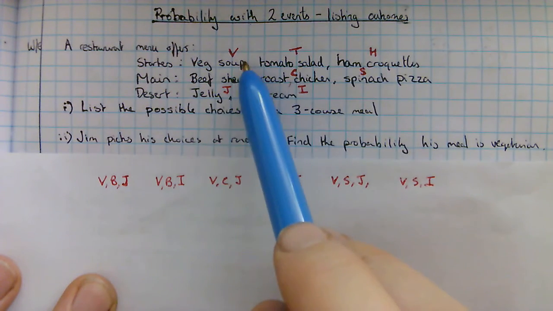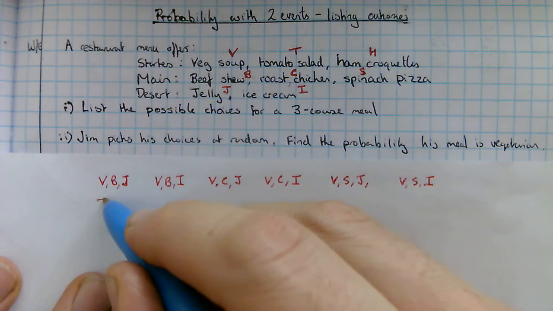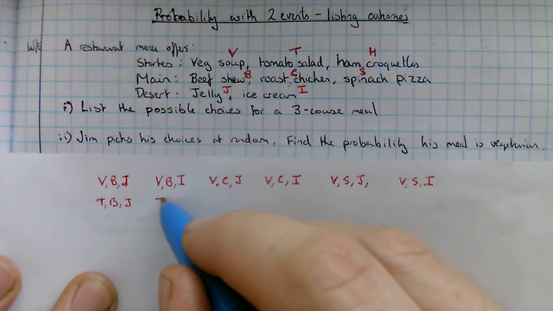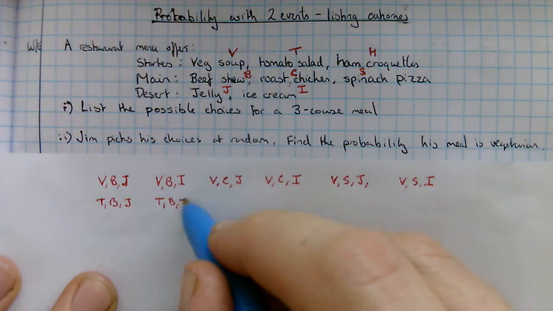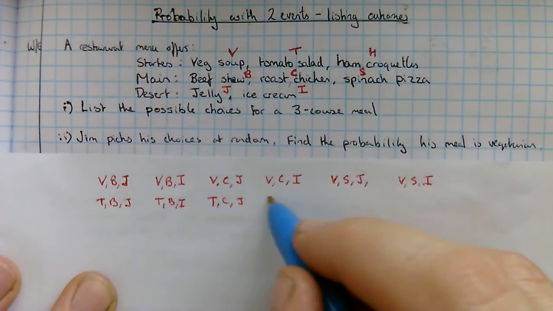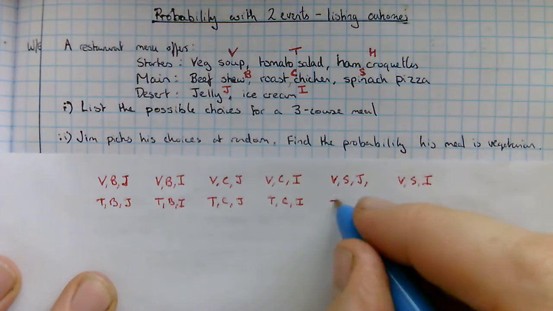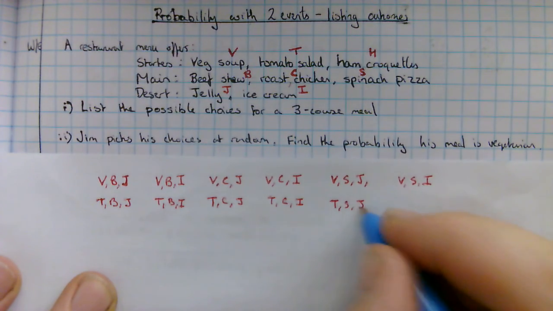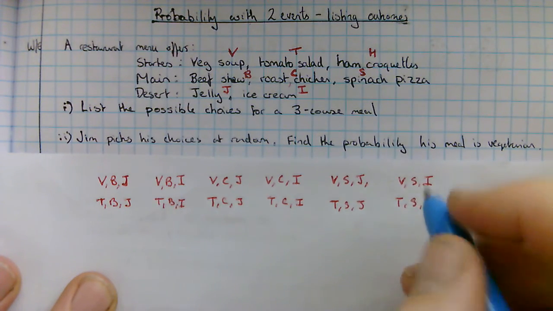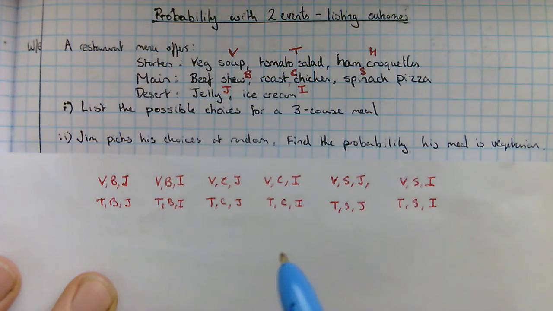Let's now go on to a different start of the tomato salad and start at the beginning again. So I've got tomato, beef, jelly, tomato, beef, ice cream, tomato, chicken, jelly, tomato, chicken, ice cream, tomato, spinach, jelly, tomato, spinach, ice cream. I've now done everything that starts with tomato, and now I'm going to do everything with ham.